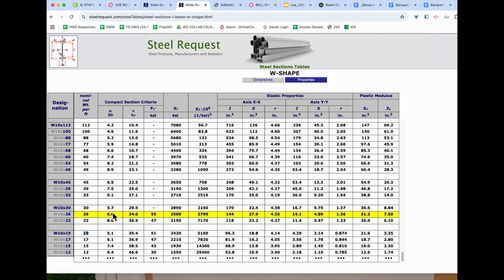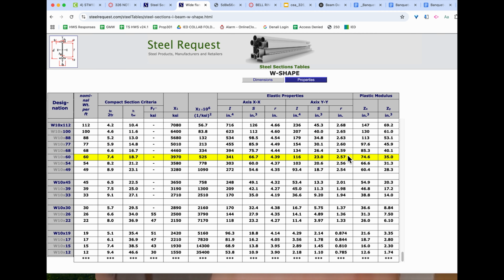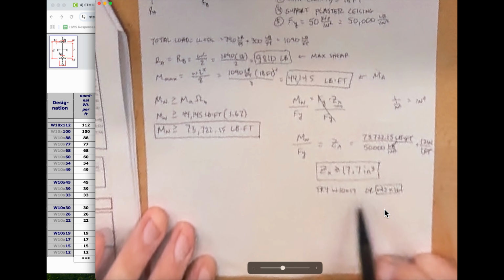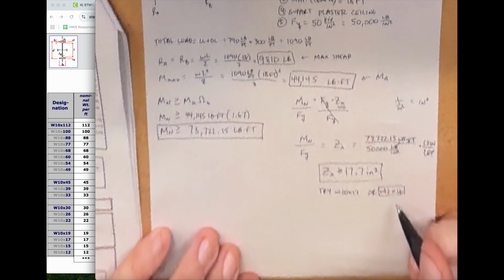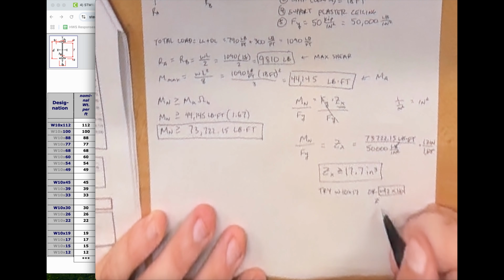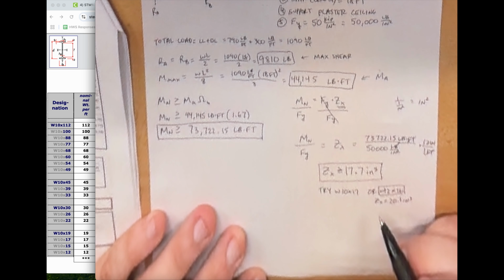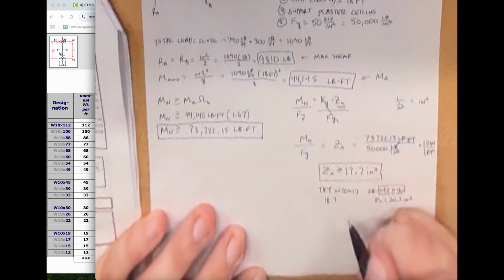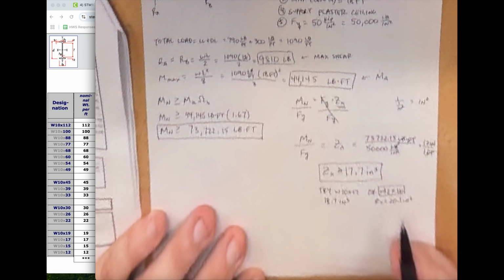If I go with the 12 by 16, we're going to see that it is 16 pounds per foot, and the Zx value is 20.1. So the Zx value is actually greater than that of the 10 by 17. So I'm going to go with the 12 by 16, and that's what we're going to end up using for our calculation. So I'm going to try the W12 by 16. The 10 by 17 could be another potential option, but because the 12 by 16 has a Zx value of 20.1 cubic inches, and it's also lighter, I'm going to go with that. The Zx value for our 10 by 17 was 18.7 cubic inches, and remember, it's a pound heavier per linear foot, so that's why we're going with the W12 by 16.